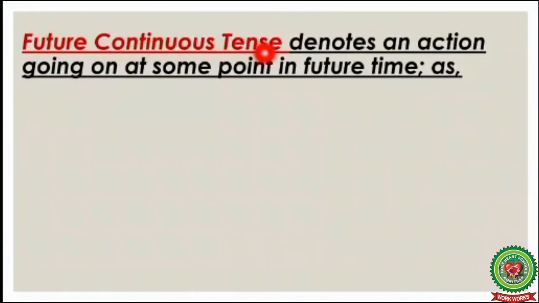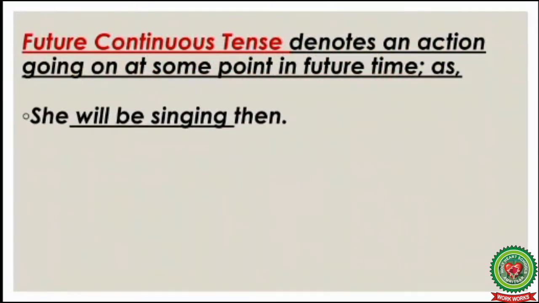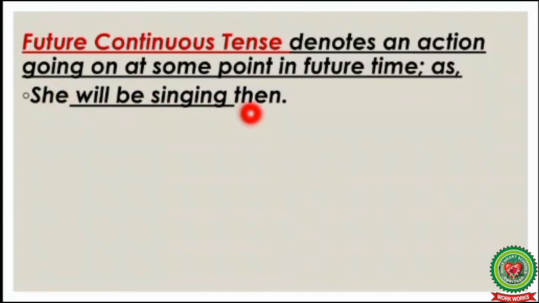Now students, move on to future continuous tense. Future continuous tense denotes an action going on at some point in future time. For example, she will be singing then. Students, in future, she will be performing the action of singing.